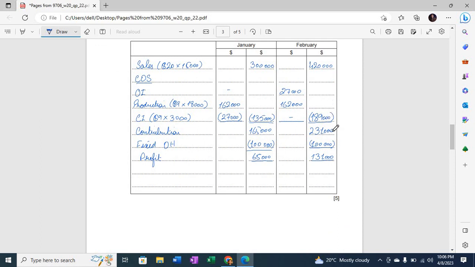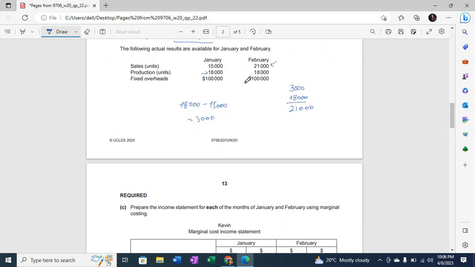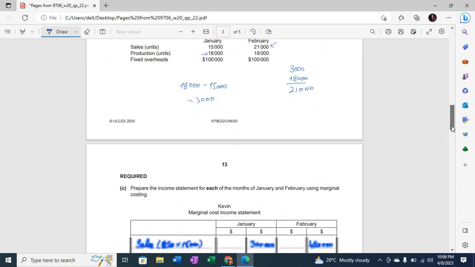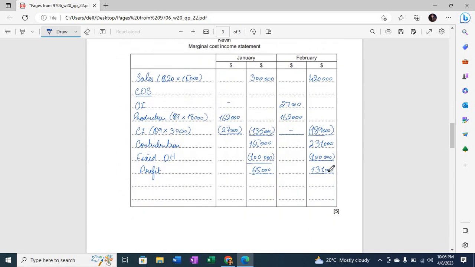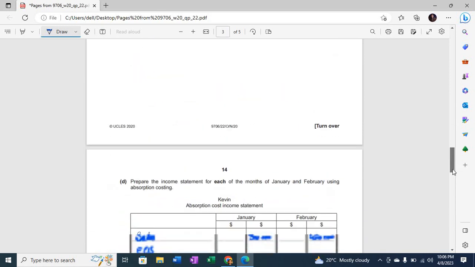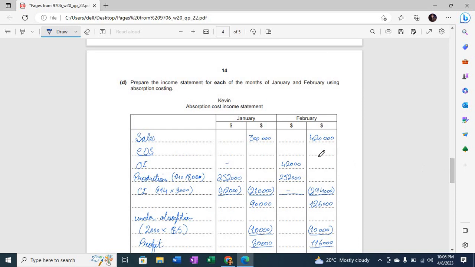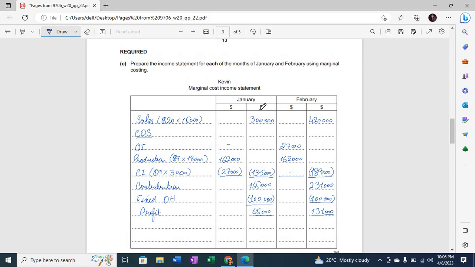420 minus 189, your contribution is $231,000. 231 minus fixed cost of $100,000 even in February, so your profit will be $131,000. This was the answer for marginal costing. The next is absorption costing. The sales value will remain the same, either marginal or absorption, so sales for January and February will be 300 and 420 as you found in marginal costing.